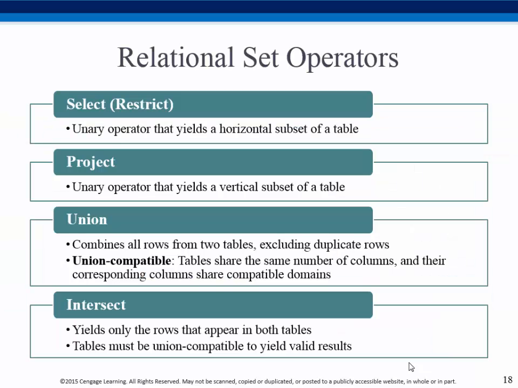Okay, we move on to union. Union compiles all rows from two tables, excluding duplicate rows. To be used in the union, the tables must have the same attribute characteristics. In other words, the columns and domains must be compatible. When two or more tables share the same number of columns, and when their corresponding columns share the same or compatible domains, they are said to be union compatible.